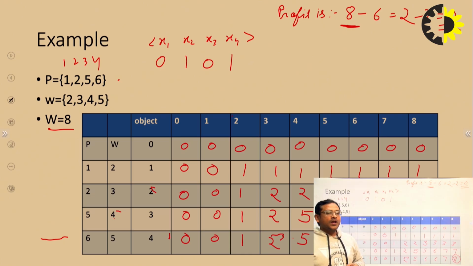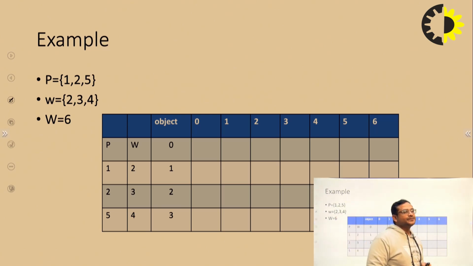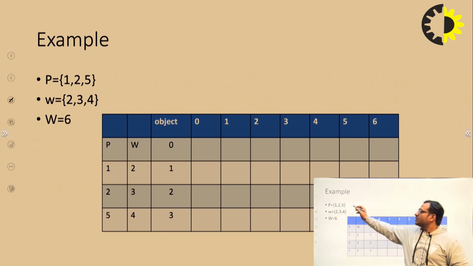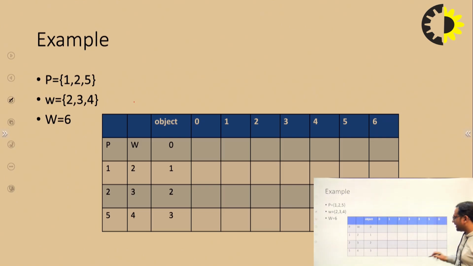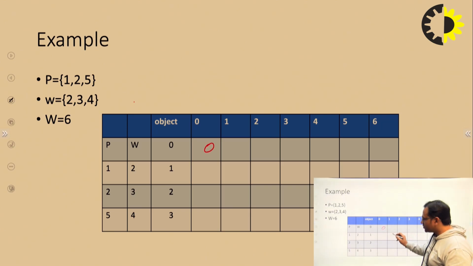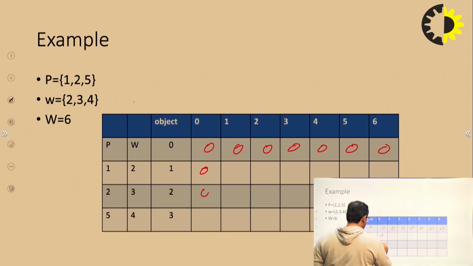Understood? Try by yourself one more time. I'll give you homework for this one. Okay, and you can see here, this is the profit and weight of objects 1, 2, 3: profits 1, 2, 5 and weights 2, 3, 4, and this is the bag size. Whatever the bag size, I have created this table. Initially what you have to put is 0, 0, 0, 0, 0, 0, and this one is 0, 0, 0.